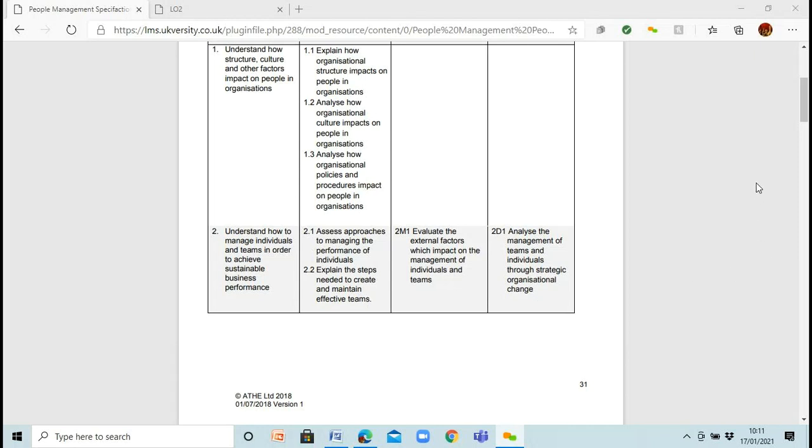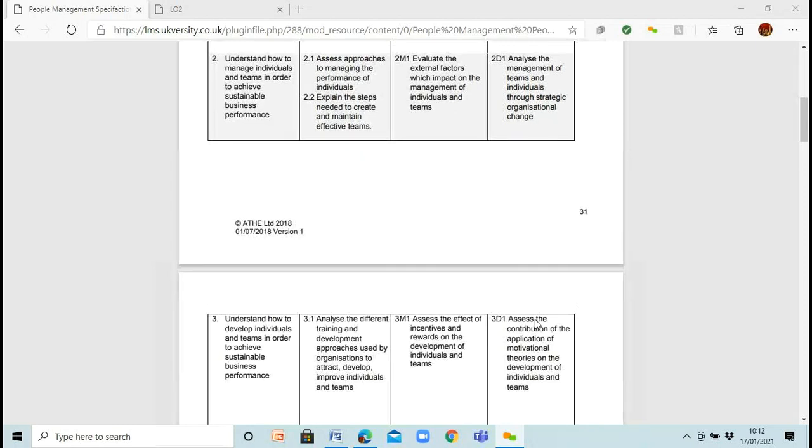2.2, explain the steps needed to create and maintain effective teams. 2M1, evaluate the external factors which impact on the management of teams and individuals. And then 2D1, analyze the management of teams and individuals through strategic organizational change.